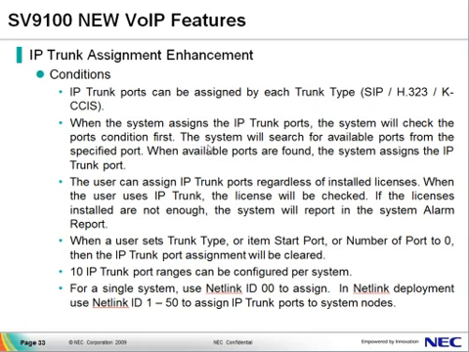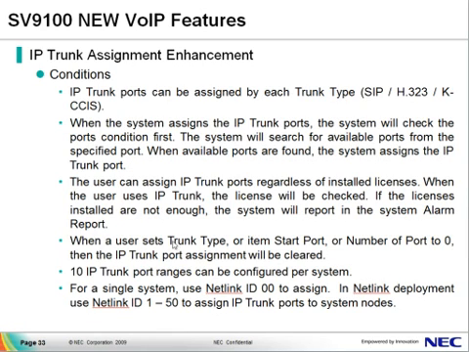IP trunk assignment enhancement conditions. IP trunk ports can be assigned by each trunk type, so either SIP, H323 or KCCIS. When the system assigns the IP trunk ports, the system will check the port's condition first. The system will search for available ports from the specified port. When available ports are found, the system then assigns the IP trunk ports. The user can assign IP trunk ports regardless of installed licenses. When the user uses IP trunk, the license will be checked. If the licenses installed are not enough, then the system will report this in the system alarm report.